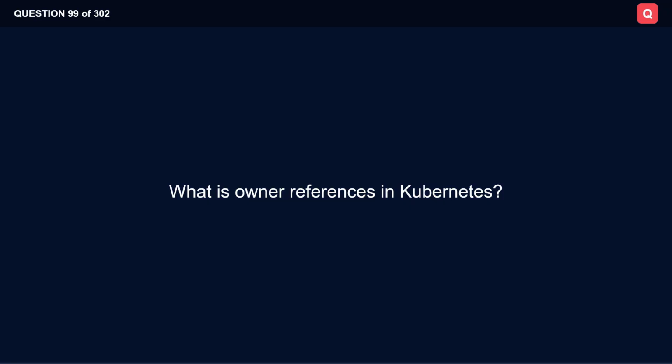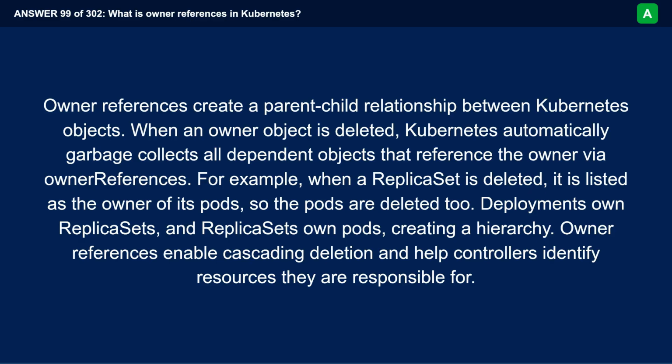What are owner references in Kubernetes? Owner references create a parent-child relationship between Kubernetes objects. When an owner object is deleted, Kubernetes automatically garbage collects all dependent objects that reference the owner via owner references.